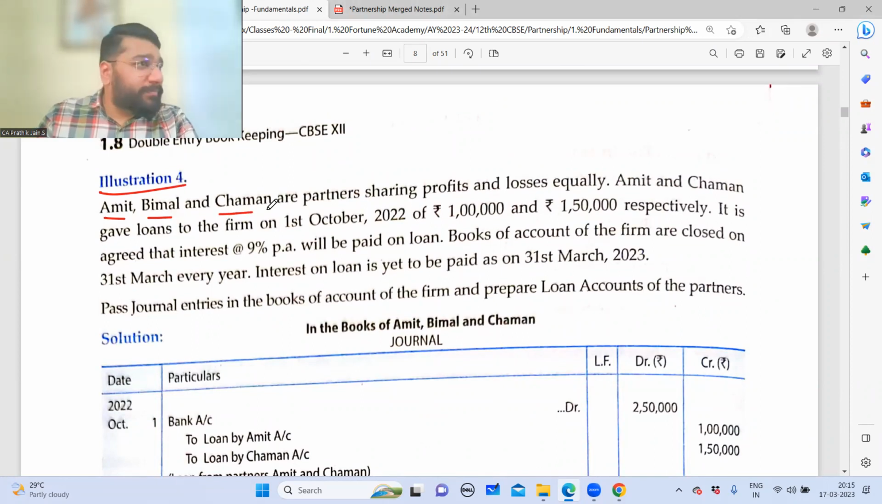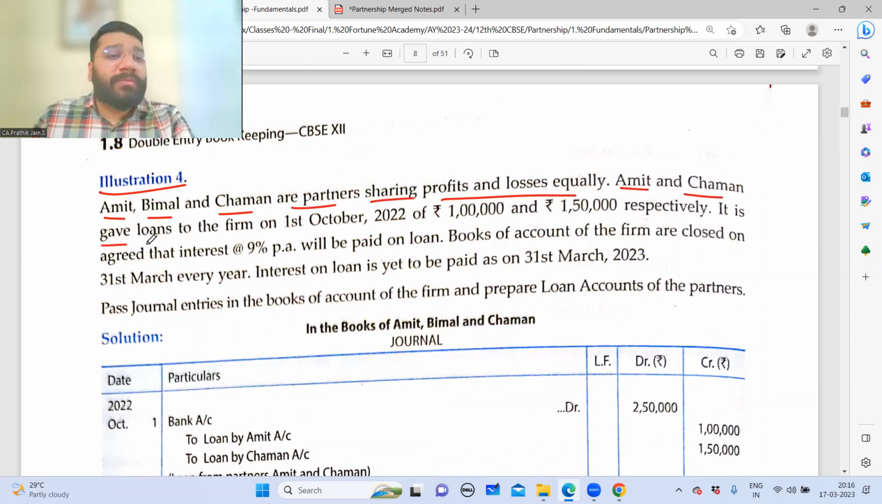Amit, Bimal, Chaman are partners sharing profits and losses equally. Amit and Chaman gave loans to the firm on 1st October. Who has given the loan, guys? Amit and Chaman. Is it a loan by partner or loan by firm? Loan by partner. Very good. Date is 1st October, 1 lakh and 150 respectively. It is agreed that interest at 9% per annum will be paid on the loan.